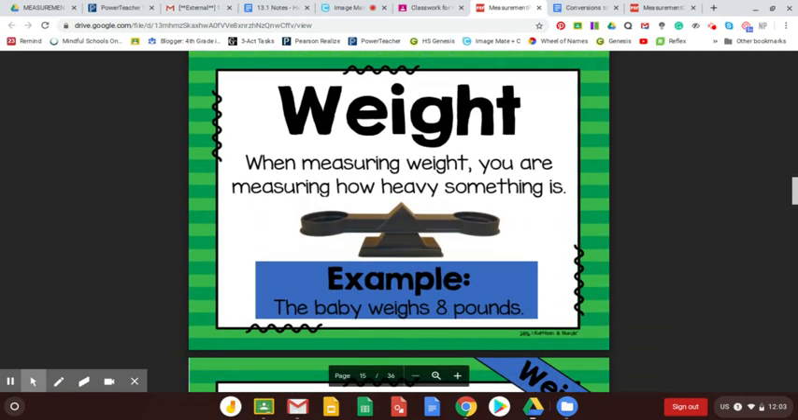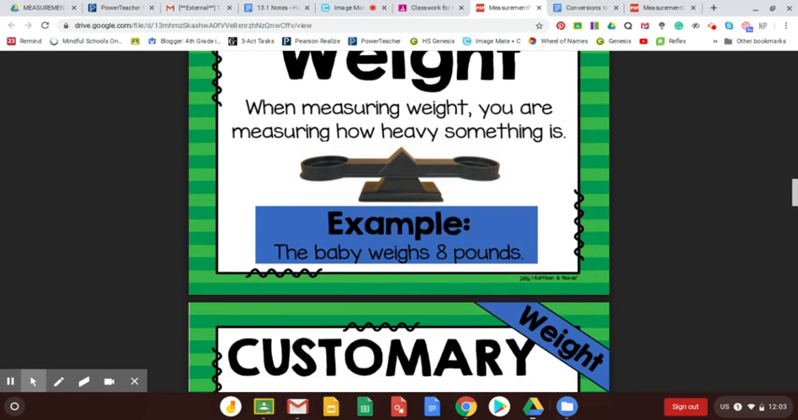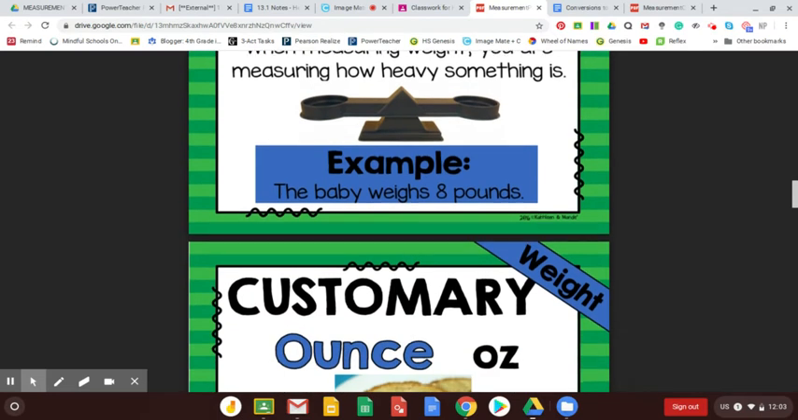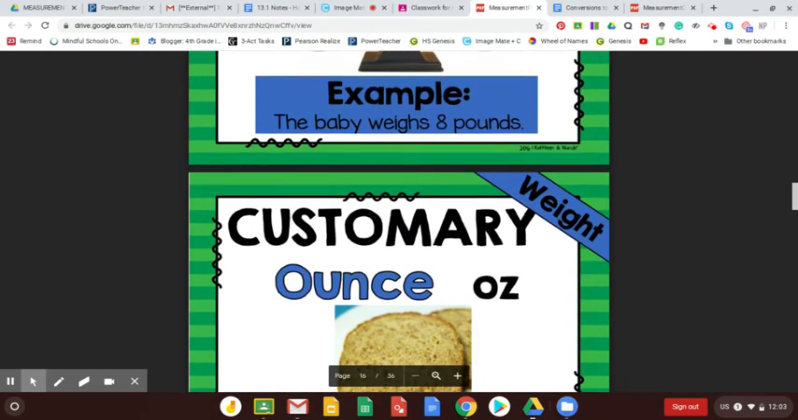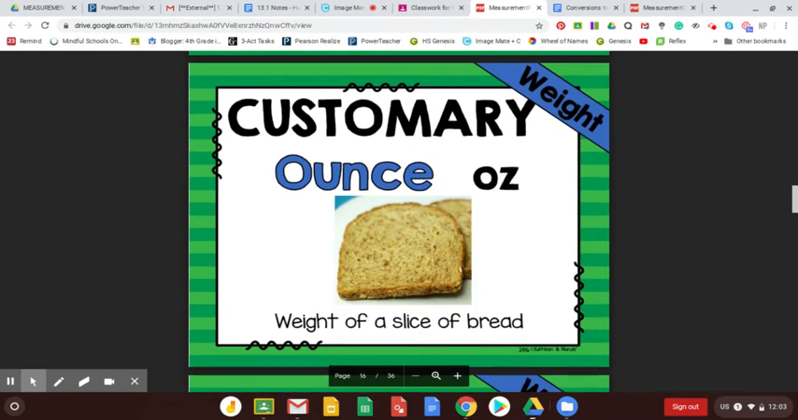All right, now let's talk about weight. So we talked already about linear measure. Now we're going to talk about weight, how heavy something is. How many pounds were you when you were born? Probably between 5 and 8 pounds, maybe a little bit less, maybe a little bit more. So we have the ounce, the abbreviation is OZ. This is the weight of a slice of bread. So imagine holding a slice of dry bread in your hand.